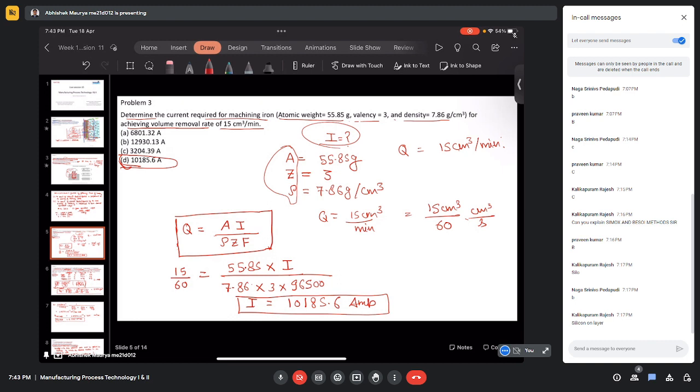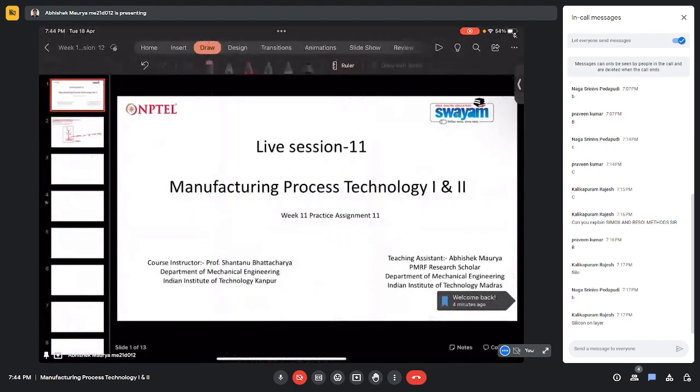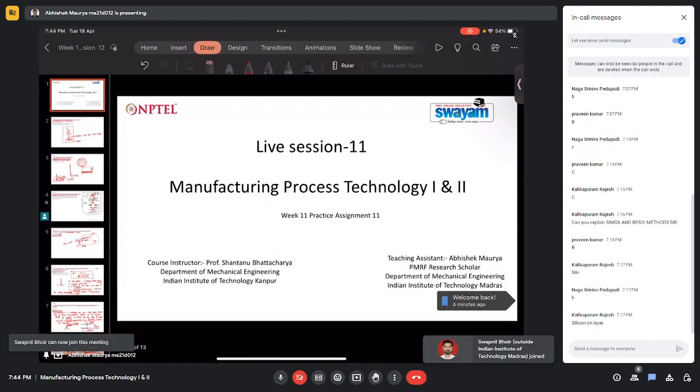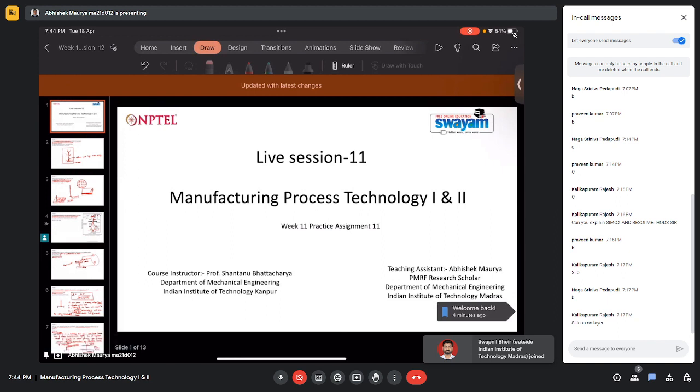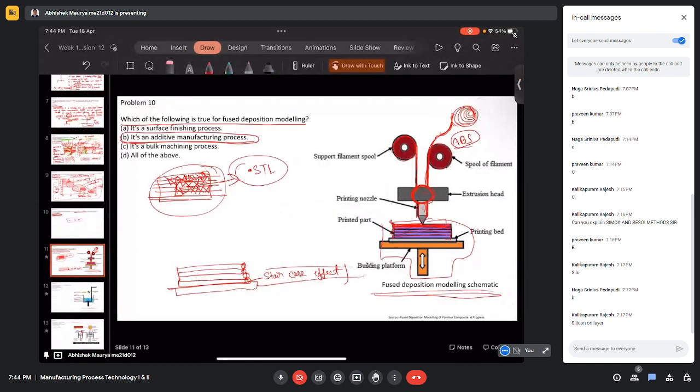Here, the true extent: if you stretch material from length L1 to L2, then the true extent should be minus ln of L1 by L2. Bhattacharya sir already solved that question in a lecture before. But here the app is showing option C as the right answer, minus ln of L2 by L1.